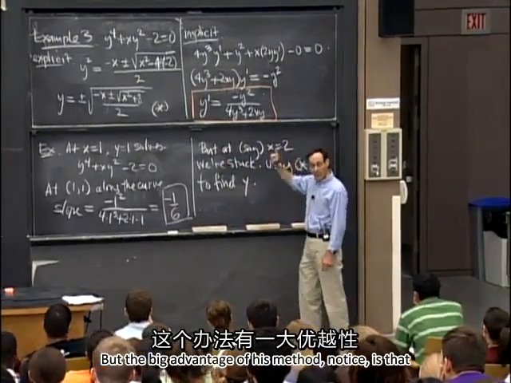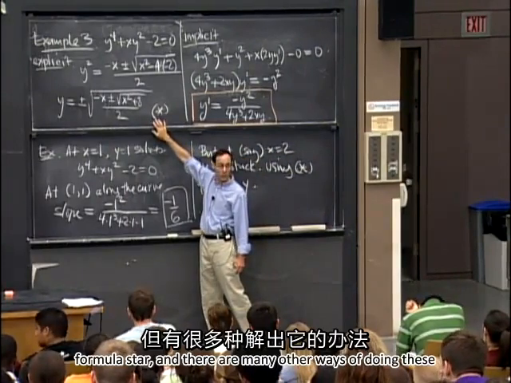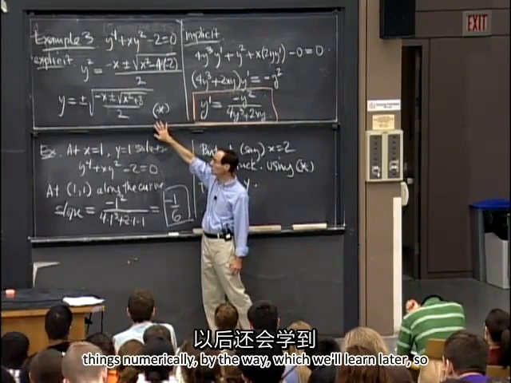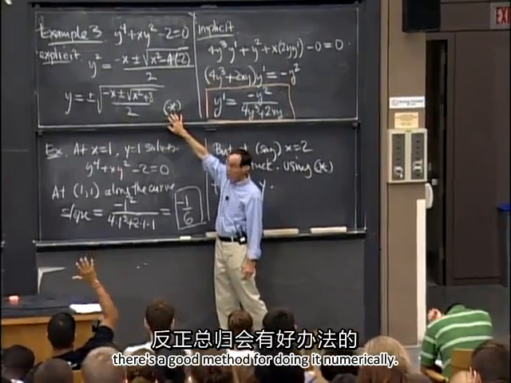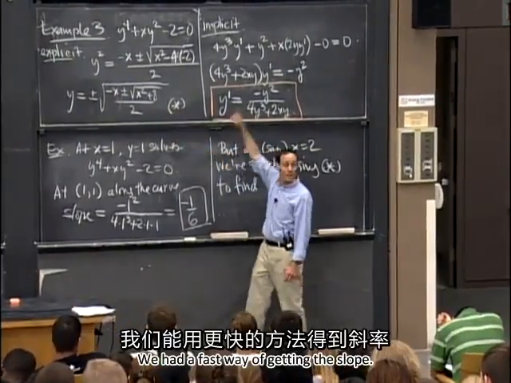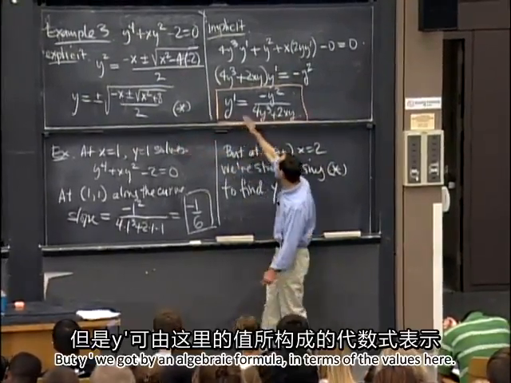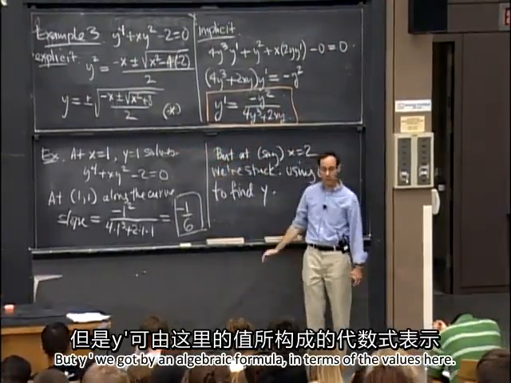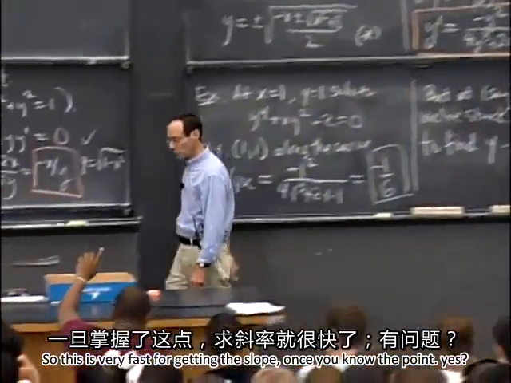But the big advantage of this method, notice, is that although we've had to find star, we had to find this formula star, and there are many other ways of doing these things numerically, by the way, which we'll learn later. So there's a good method for doing it numerically. Although we had to find star, we never had to differentiate it. We had a fast way of getting the slope. So we needed to know what x and y were, but y prime we got by an algebraic formula in terms of the values here. So this is very fast for getting the slope once you know the point.